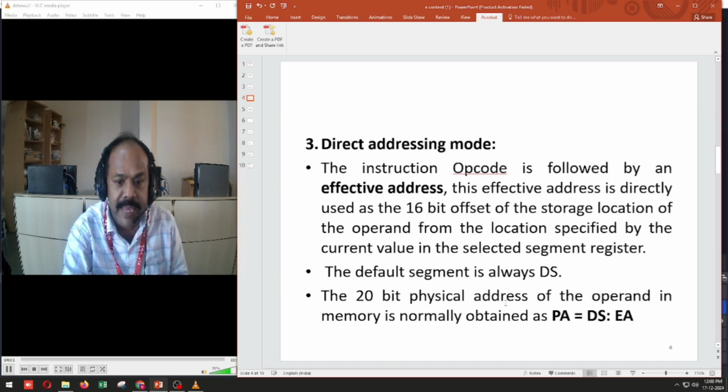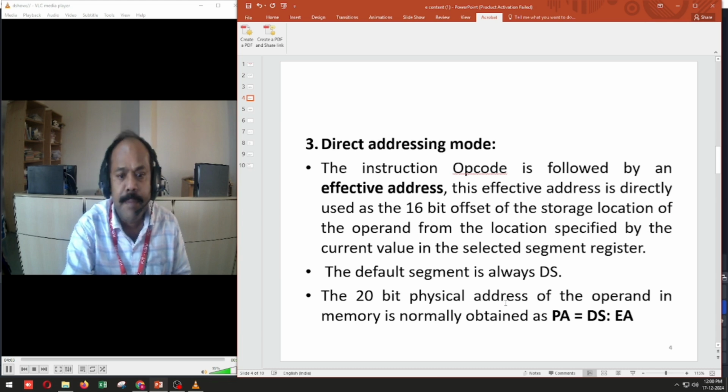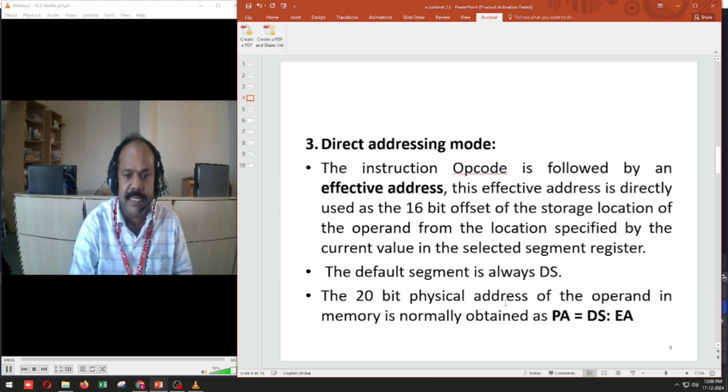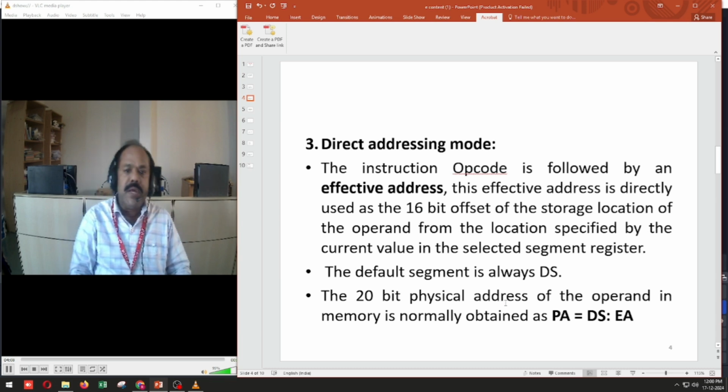And the third addressing mode is direct addressing mode. Here the data will be available in memory. Please note that 8086 is a 16-bit processor, and it has 20-bit address lines, the address bus, and so it will be able to address a maximum of 2 to the power 20, 1 MB of physical memory. The physical memory, 1 MB, is logically divided into a number of segments: code segment, data segment, stack segment and extra segment. The size of each segment is 64K.